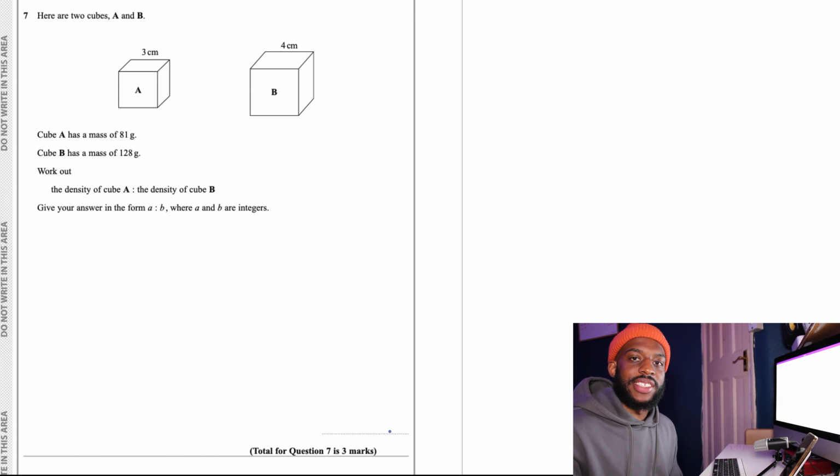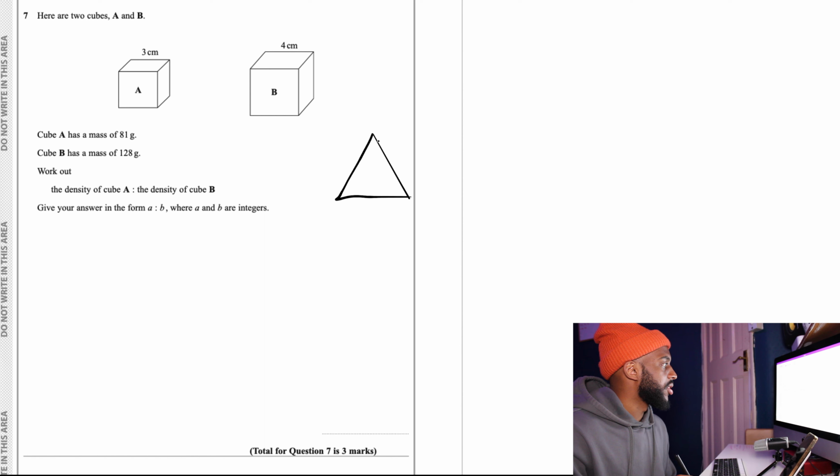In this question, we're going to be looking at density, mass, and volume. So we've got 2 cubes here. We're given the mass, but we need to work out the density of cube A and the density of cube B in terms of their ratio. Okay, so to work out the density of cube A, we're going to use the formula. Let's write out our triangle first. So we've got density there, mass at the top, and volume there. So I'm assuming you know how to use the triangle. But first of all, cube A, let's put it over there, cube B over here.